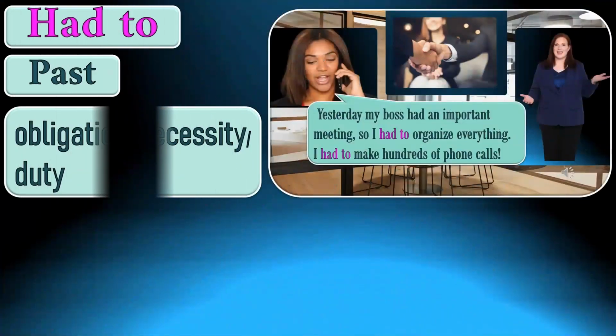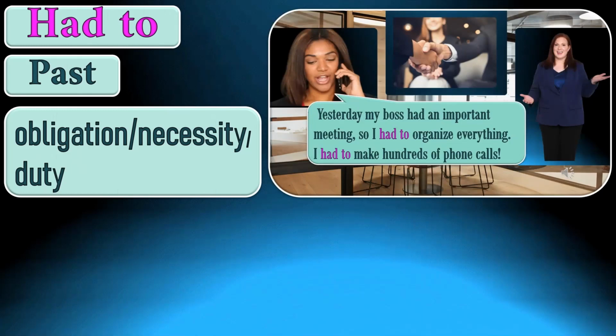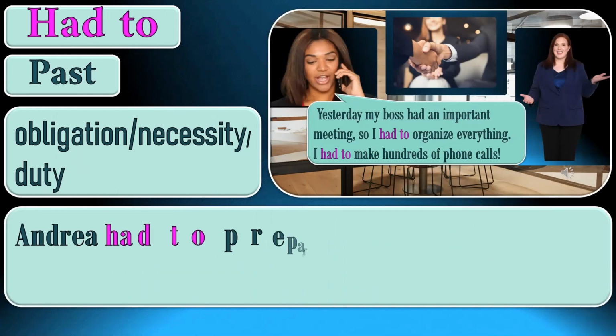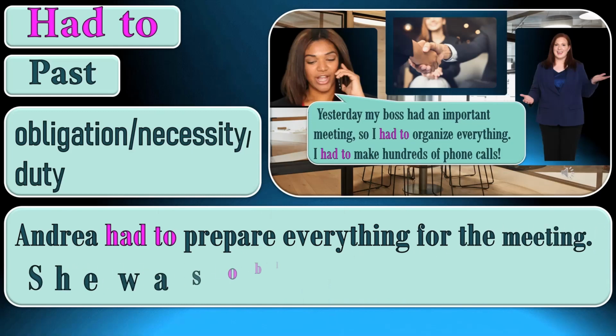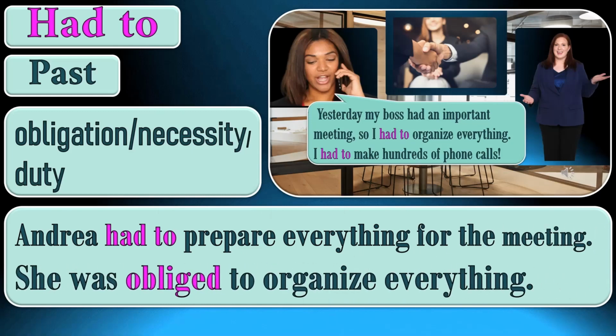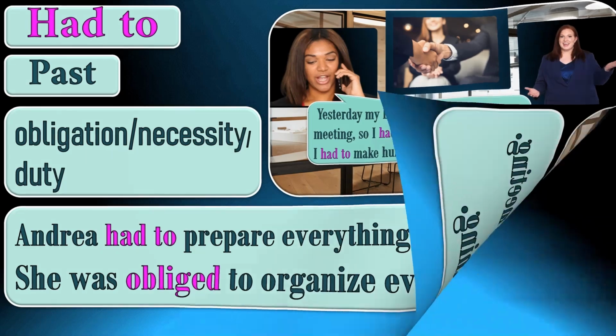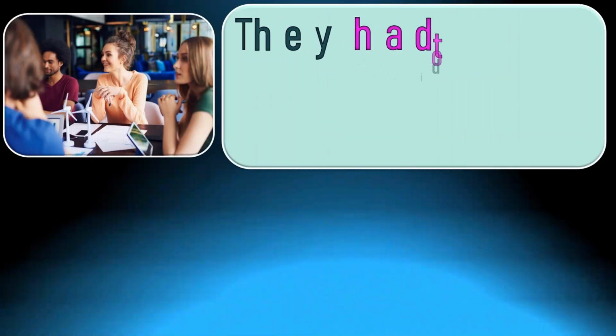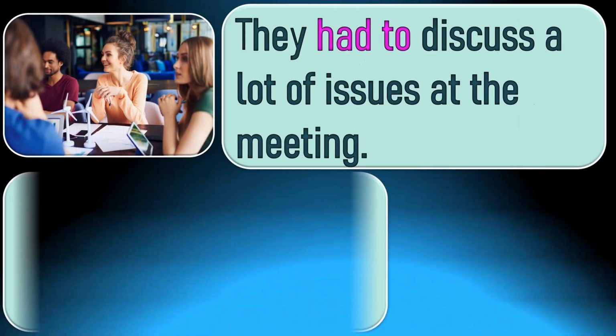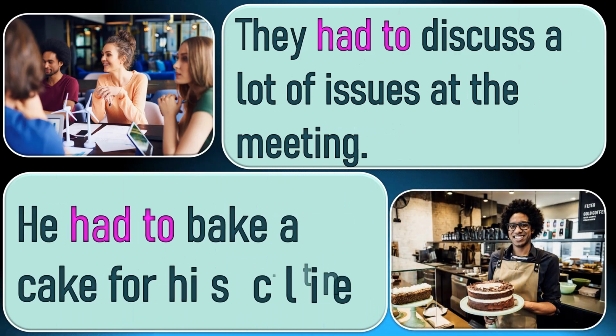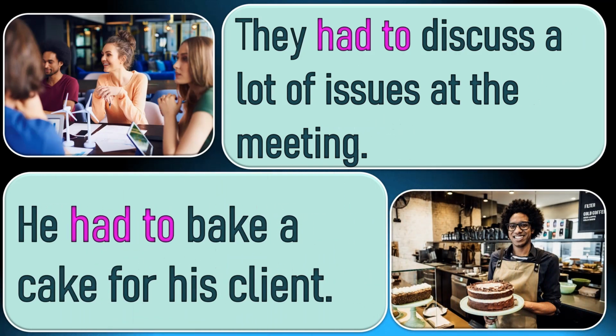We use had to to talk about past obligation, necessity, or duty. Andrea said she had to organize everything. In other words, Andrea had to prepare everything for the meeting, which means she was obliged to organize everything. They had to discuss a lot of issues at the meeting. He had to bake a cake for his client.